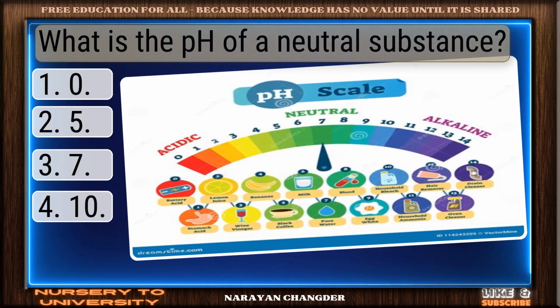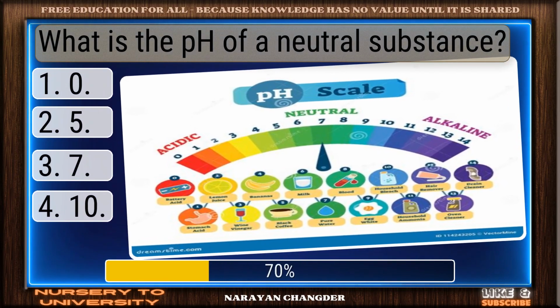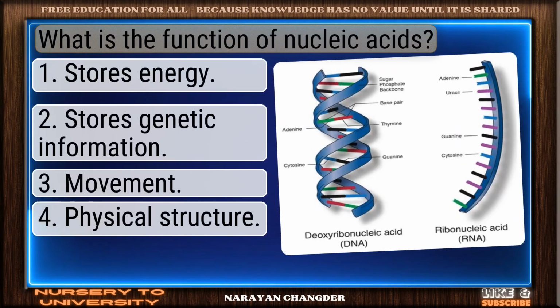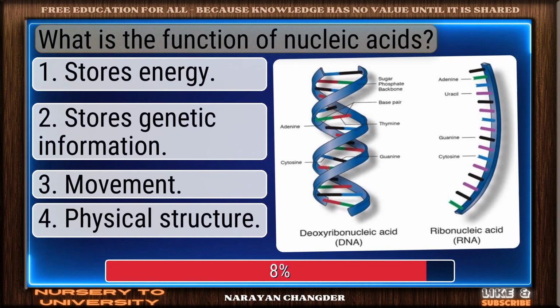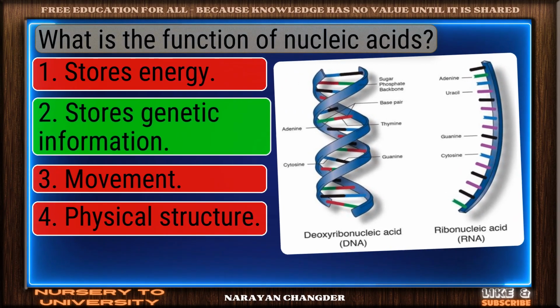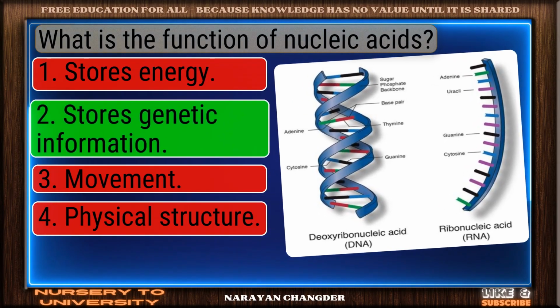Question number 23. What is the pH of a neutral substance? Strong choice. 7 is the right answer. Question number 24. What is the function of nucleic acids? Smart move. Stores genetic information is an accurate answer.